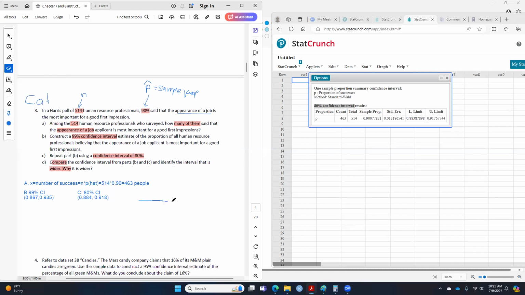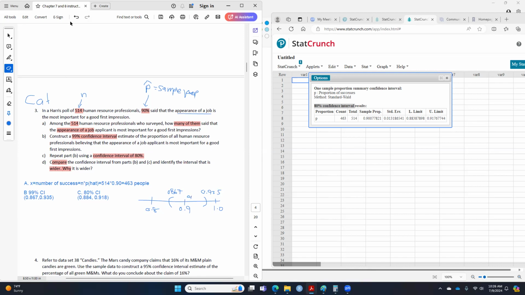So let's say that you got a number line. Let's draw, so we got 80%, 0.8. I'm just showing you so you guys know where it is. And we got 0.9 and we got 1.0. So that is the highest you can get. The 99% is between 0.86 to 0.9. So 0.867 is somewhere here and this is 0.935. I'm going to use blue as the 99%.